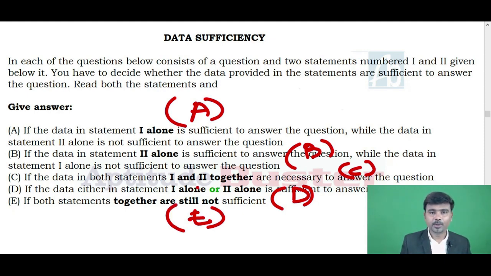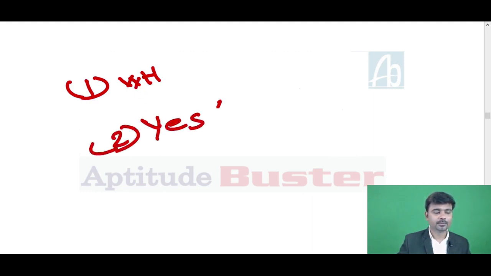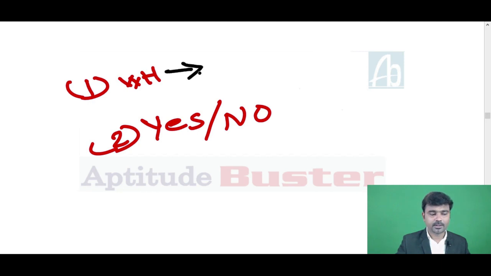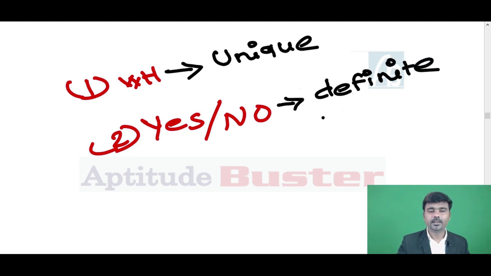You need to remember two question types. The first question type is WH. The other question type is yes or no. For the WH type, you need to remember the word unique. For the yes or no type, you need to remember the word definite. These two are very important. While reading the question itself, you can understand which type the question is.